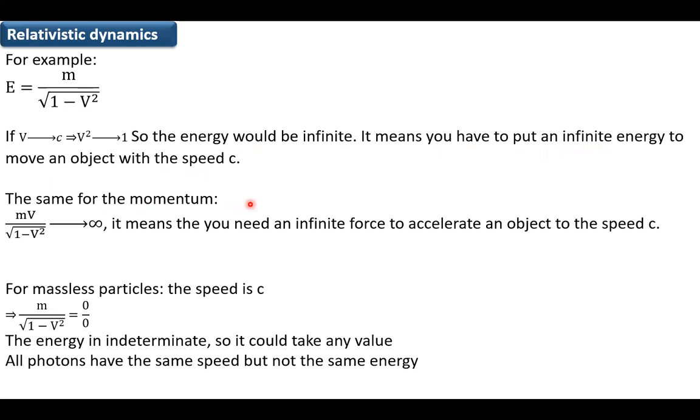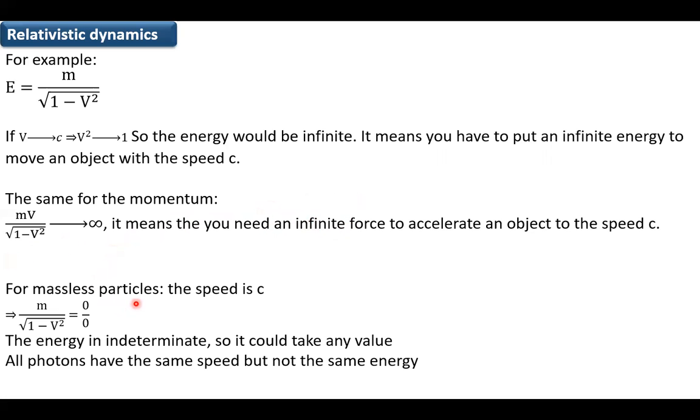And the same applies for momentum. mv over radical of 1 minus v squared, as v tends to c, the quantity will tend to infinity. So it means if you are using a force or an impulse, linear momentum is related to the impulse, so if you are using a force to push an object or to accelerate an object to the speed c, you will need an infinite force in order to accelerate it to the speed c. So it is impossible to move massive objects. Any object that has a mass different from 0 will not be able to move at the speed c, because you will never get infinite energy, you will never get infinite forces, at least in this known universe.